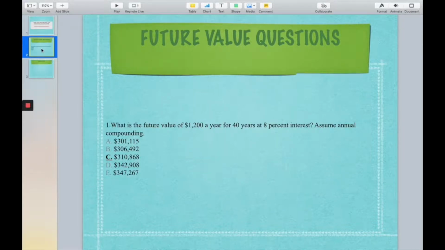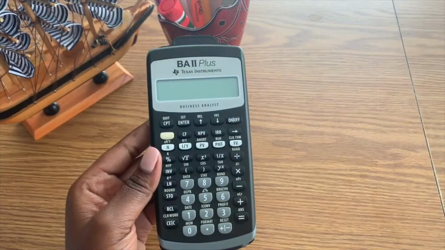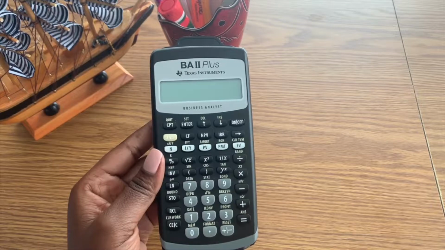The first question: what is the future value of $1,200 a year for 40 years at 8% interest? Assume annual compounding. The answer to this question is C, which is 310,868. But how do we get that answer using our financial calculator? I'll show you how to do that.